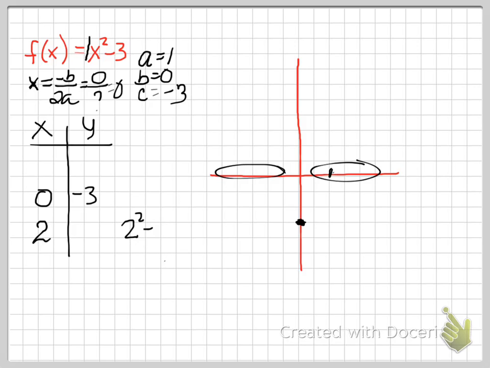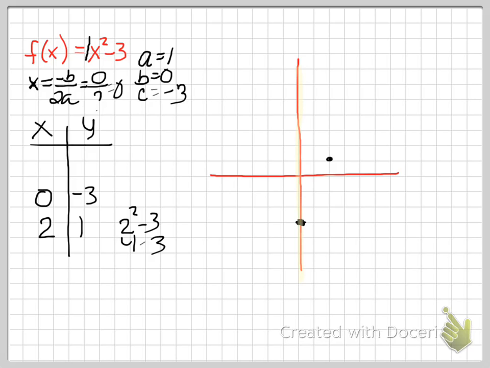So I should have erased that first. Sorry. Hold on. So over 2 and up 1. So I know that the axis of symmetry is right here. So I know for sure if there's one on that side, two squares away, that there's a point 2 squares away on the other side. So I'm going to go ahead and put it in there.